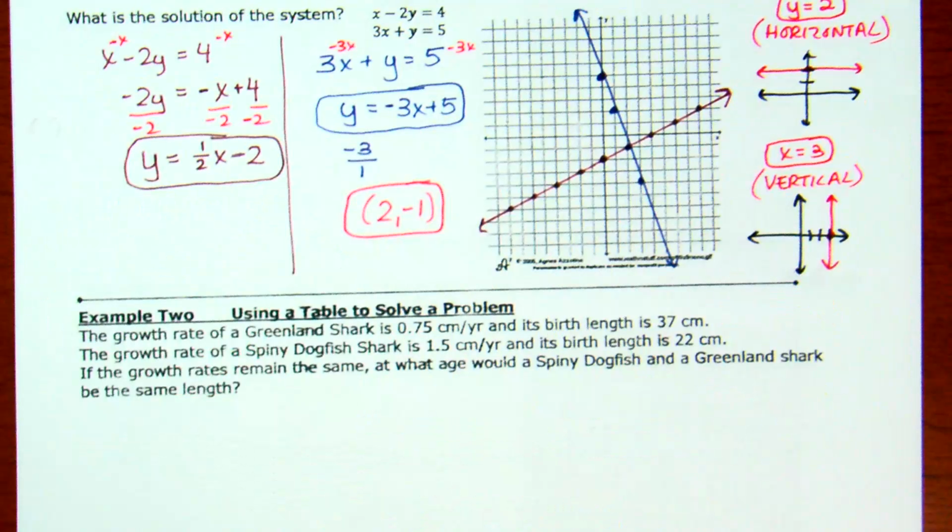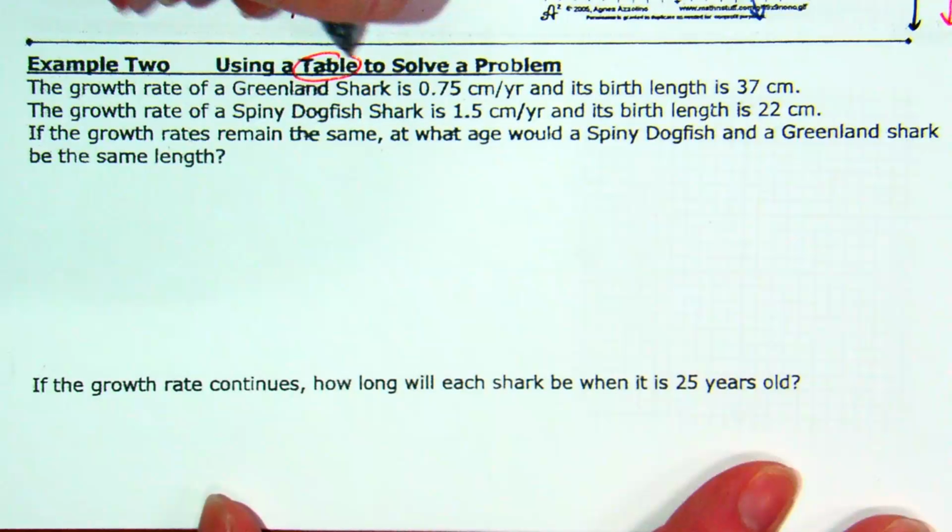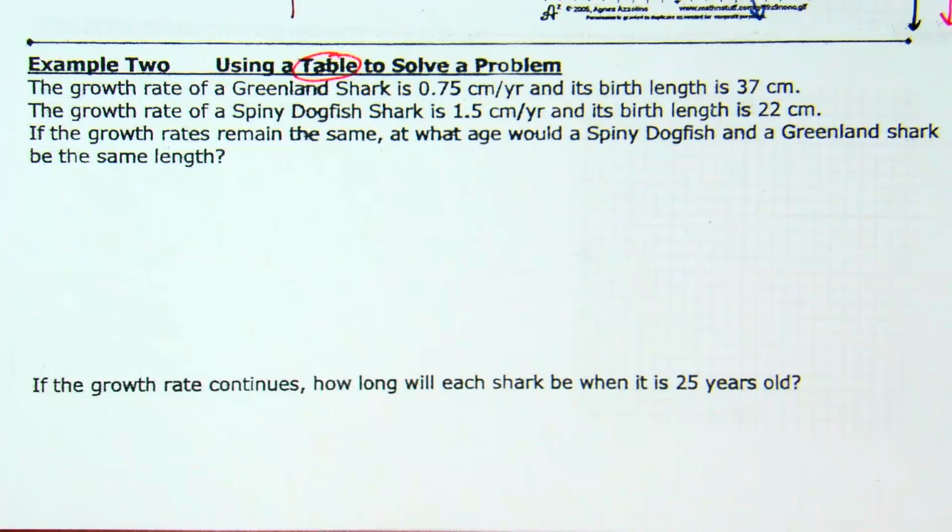So, okay. Let's go down and look at this bottom problem here. It suggests using a table to solve the problem. Not saying we couldn't use equations, but that's for another day. We are specifically looking at how to use a table to solve a problem. If you guys are struggling to come up with equations, this is something you would do because you would just go through and plug in values. The growth rate of a Greenland shark is 7,500 centimeters per year, and its birth length is 37 centimeters. The growth rate of a spiny dogfish shark is 1.5 centimeters per year, and its birth length is 22 centimeters. If the growth rates remain the same, at what age would a spiny dogfish and a Greenland shark be the same length?